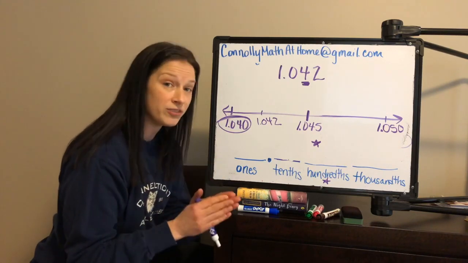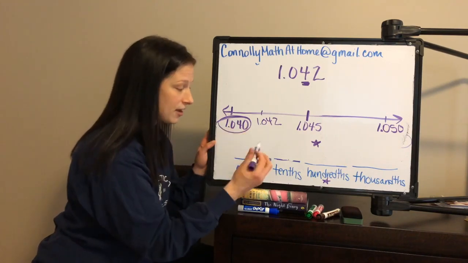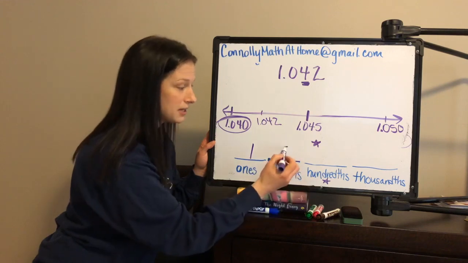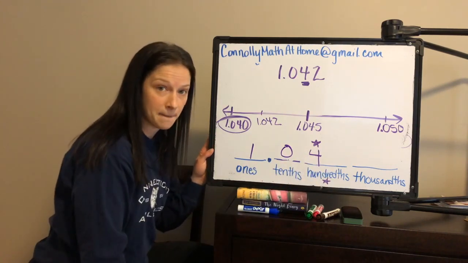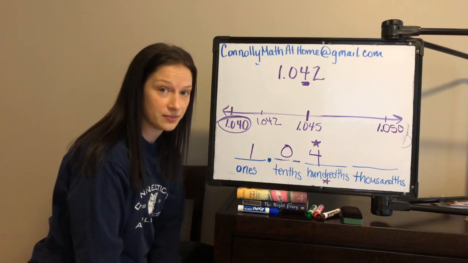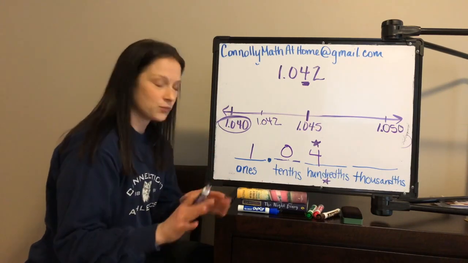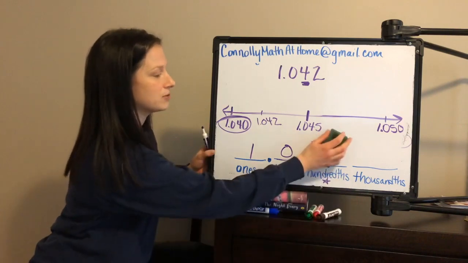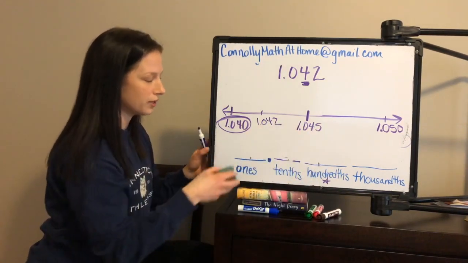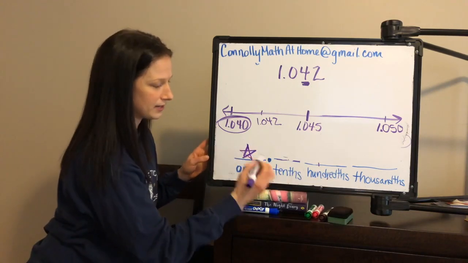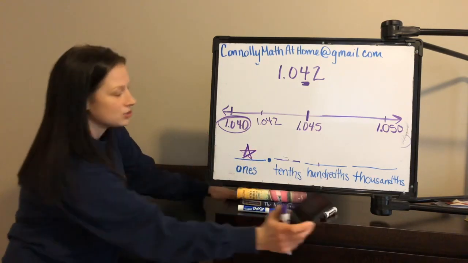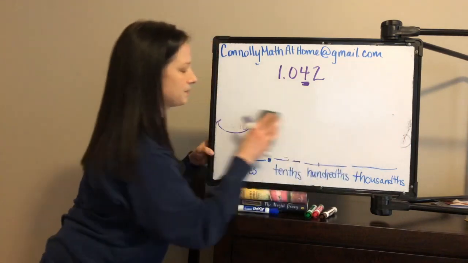Okay, we're thinking about equivalents. So 1 and 40 thousandths, I want to write to the hundredths place, 1 and 4 hundredths. That is the nearest hundredth. Okay, last ones. We are going to think about rounding to the nearest whole number, which is our nearest one. So my star is going here. All right? So, last two examples.